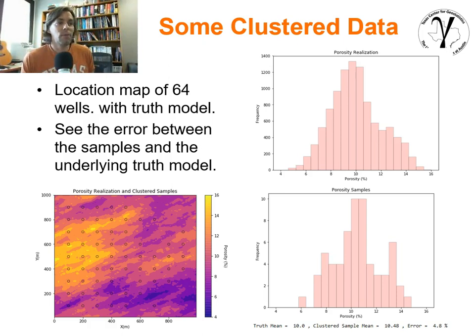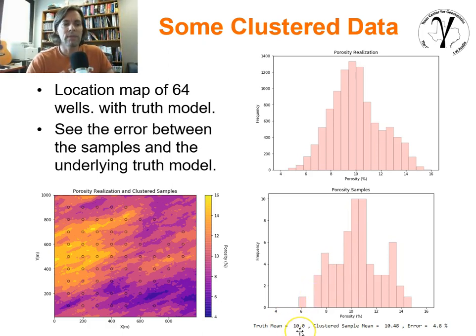Let's show an example. We have our original example that was shown at the very first slide when we first started talking. We have superhuman power. You can see the truth model at every location, and you can see that the data is collected in a biased manner. I suggested before that that was important, and so here it is. Here's the original porosity distribution, the truth model for the entire area of interest. Here's the sample porosity at the 64 wells that are available.